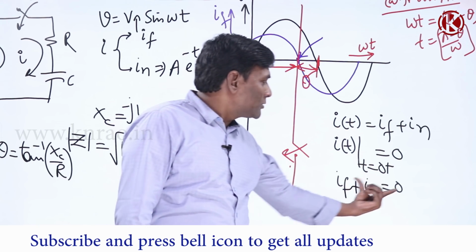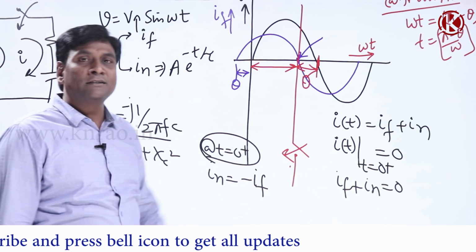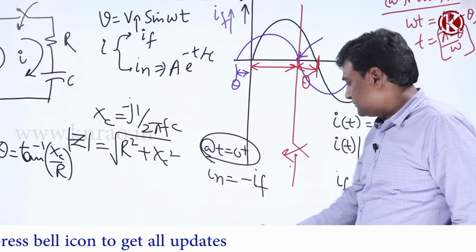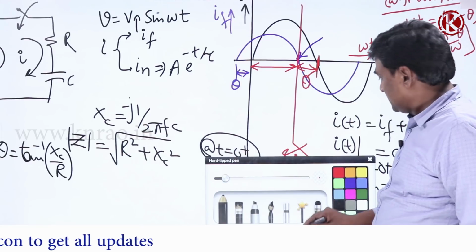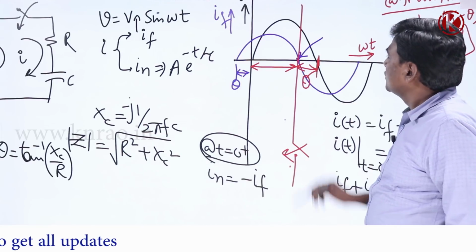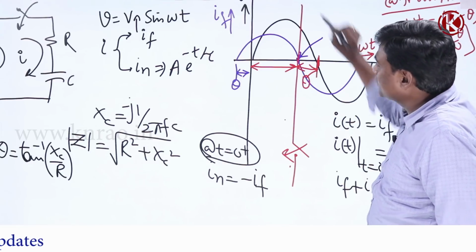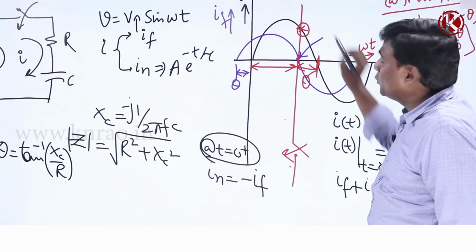Okay, how can I write forced plus natural equal to 0, or natural equal to minus of forced, such that at this point the transient-free condition will come? It is actually trash. For example, see here, let me think of blue, red. So, if I close my switch here, some voltage is there at this instant, no?